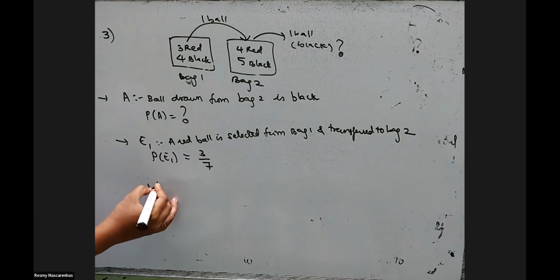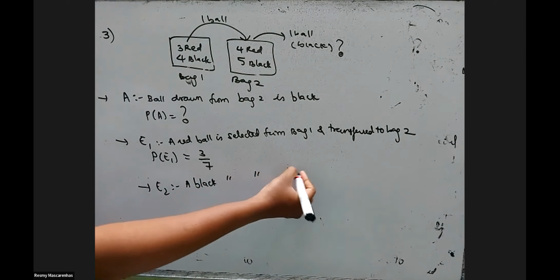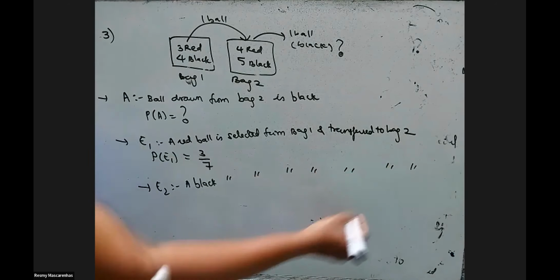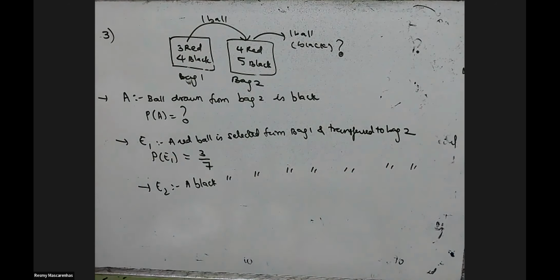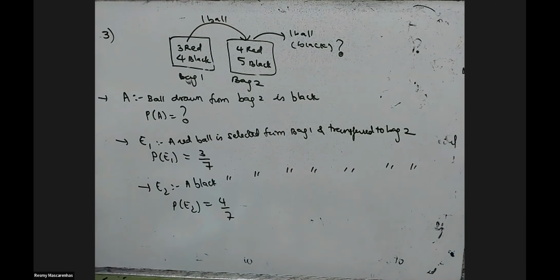Same way, E2, a black ball is transferred. The probability of E2 will be, how many options you have? 4. So the sequence, the order will never change, I told you. So A is done, E1 is done, E2 is done, P of A upon E1.